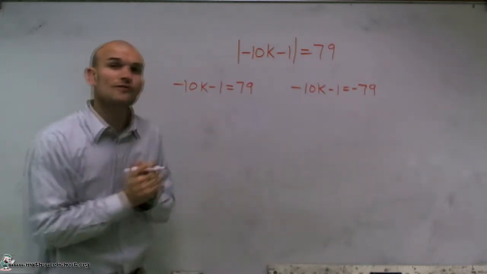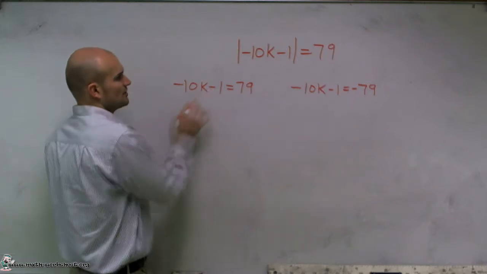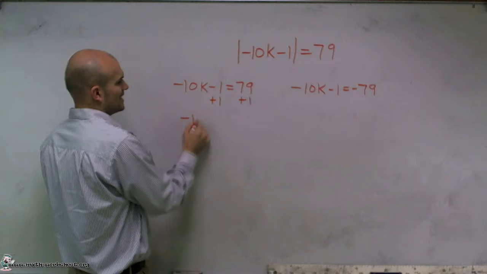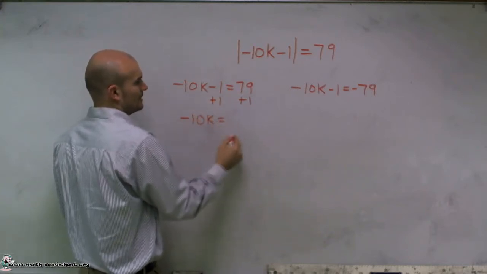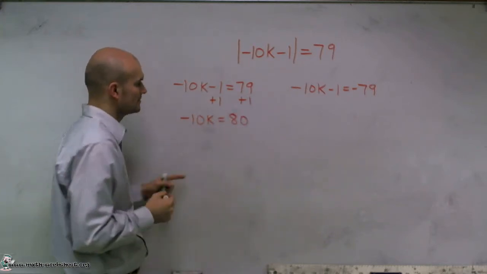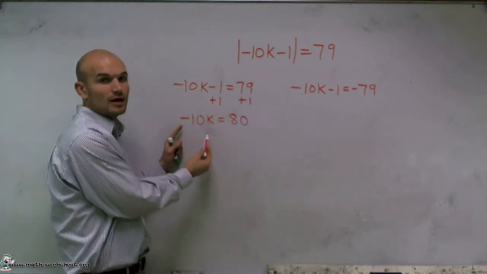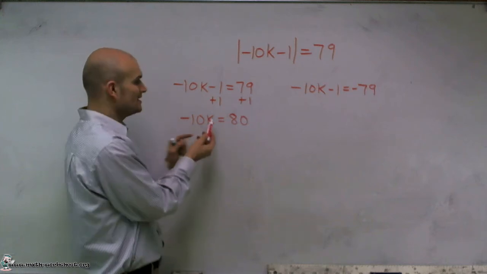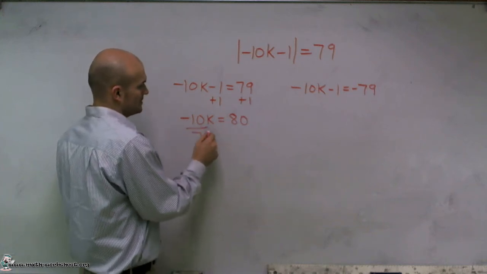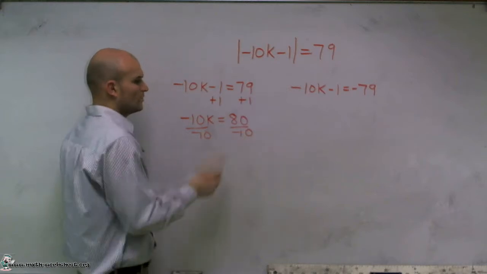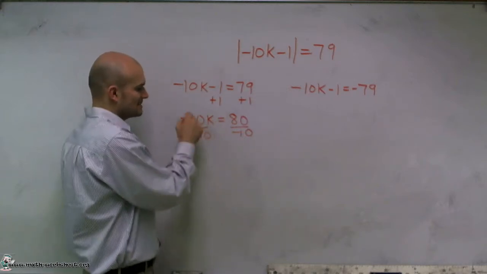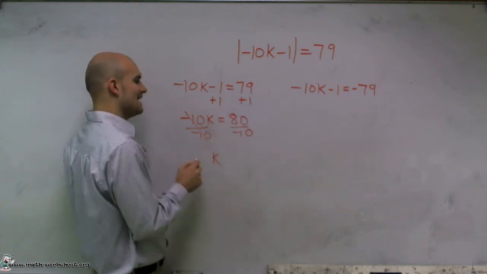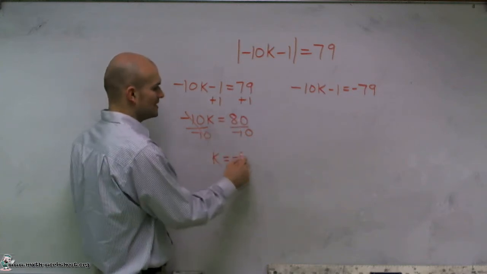Now I'm going to need to solve for my k to find my two values. So on this first part, I'm going to add 1. Therefore, I have negative 10k equals 80. Now I need to undo multiplication of k by negative 10 and divide by negative 10 on both sides. Negative 10 divided by negative 10 cancels out to 1, and 1 times k just leaves me with k. 80 divided by negative 10 is going to give me negative 8.